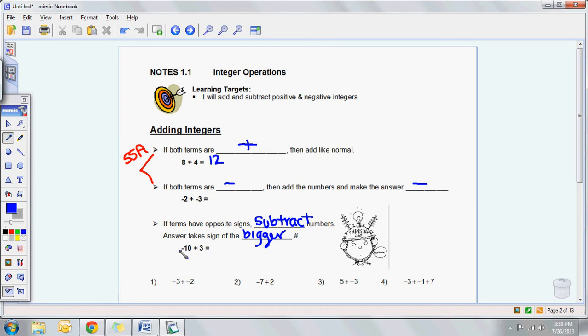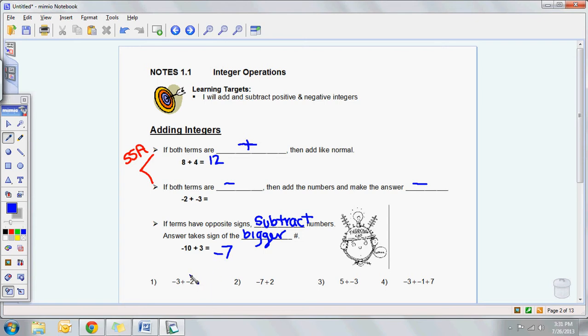So let's walk through this. They're different signs, so my rule is telling me that I have to subtract them. I'm going to ignore this negative right now and just do 10 minus 3. So totally different than what you see right here. 10 minus 3 is going to be 7. And I'm going to take the sign of the bigger number. If I ignore that negative, what is bigger, 10 or 3? 10 is the bigger number. That number is negative, so I'm going to make my answer negative.